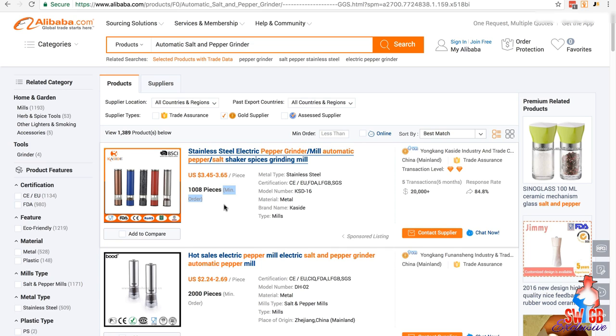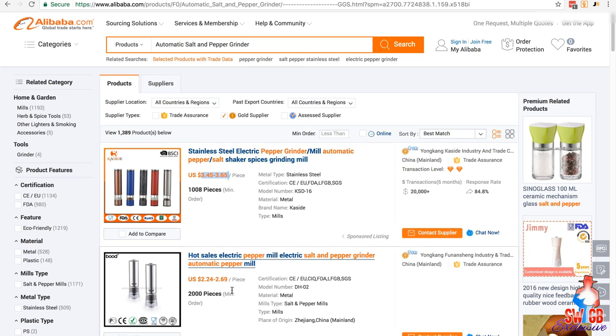Essentially, it means the number of units you need to buy to achieve the price above. So for instance, for this product, it's saying $3.45 to $3.65. And to get that kind of price, you need to order at least 1,008 pieces. Now, don't let this worry you. Mike's going to be showing you how you negotiate with suppliers to get better deals. But it's important you understand what it is to look at these next examples.